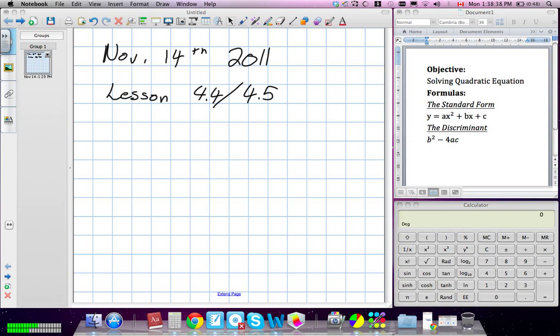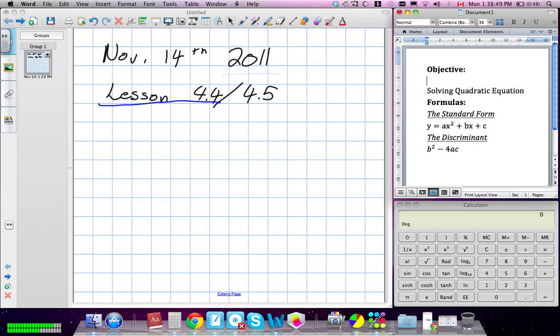Okay, today is November 14th, 2011. We're going to quickly go over lesson 4.4, which is finding roots. We'll add that to our objective. Finding roots. That's not how you spell roots. Okay? And then we're going to move on to 4.5.